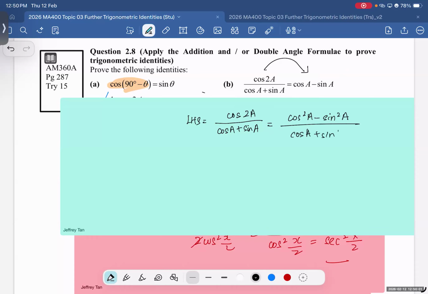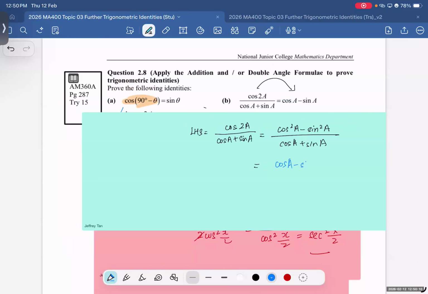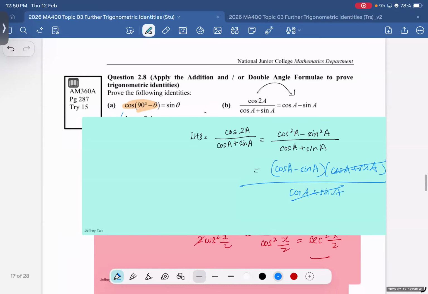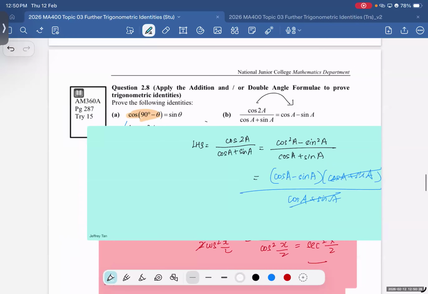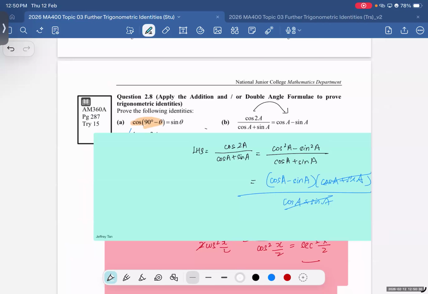After that, what do I do? Something square minus something square. Familiar? Isn't this the same as A minus B times A plus B, which is the same as A square minus B square? And with that, we cancel. Proving is an art, it's very fun. And if you can prove, you get 5 marks straight away.